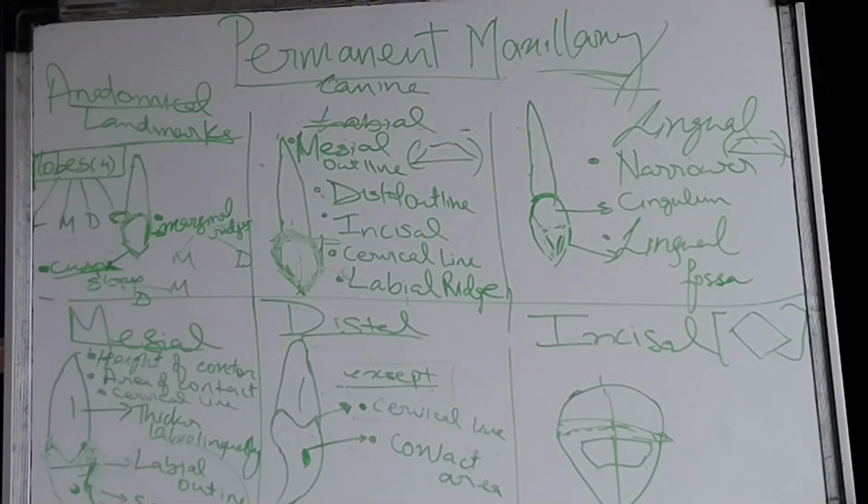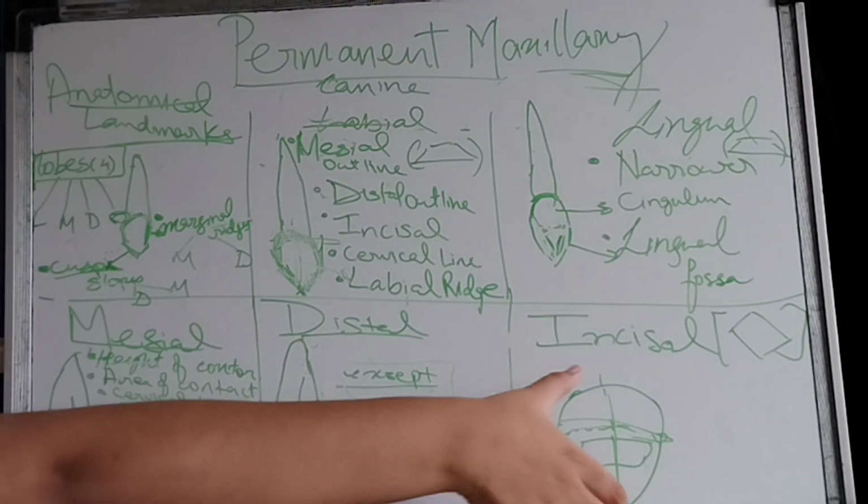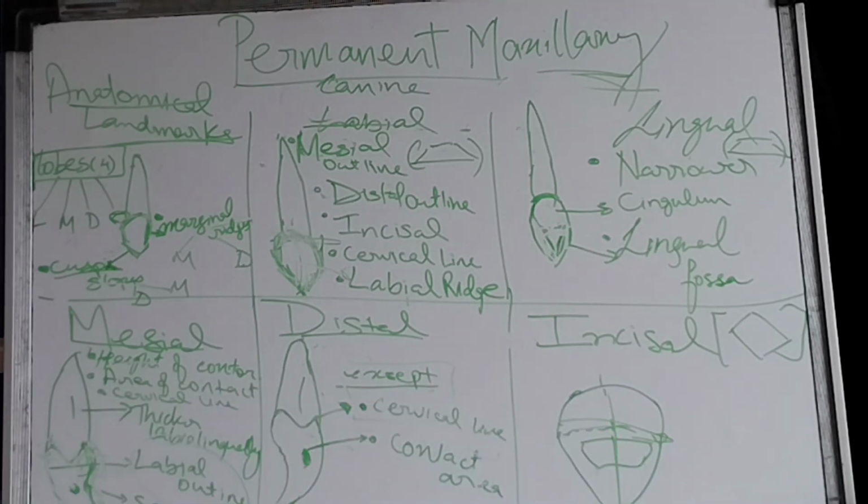So the incisal aspect, the last one. What do you see over here? The incisal aspect, it is diamond shaped. Alright, it is almost diamond shaped, and as we saw, the labiolingual dimension, this dimension, is greater than the mesiodistal dimension.